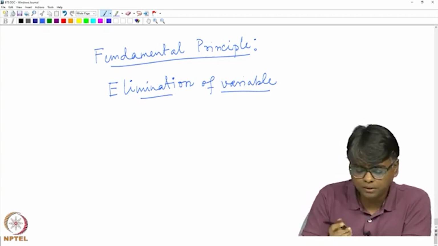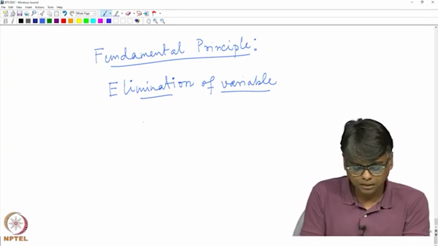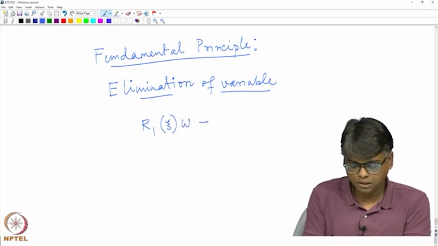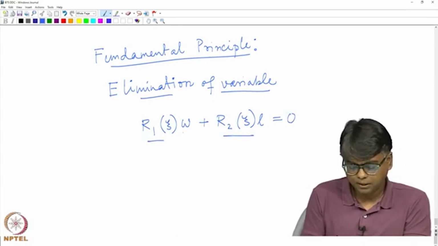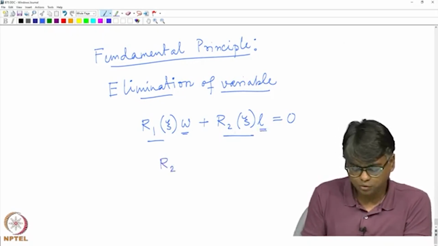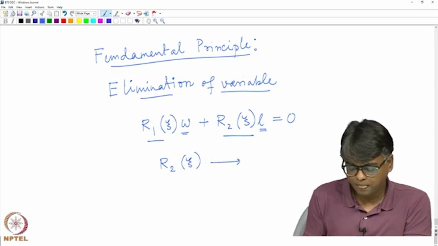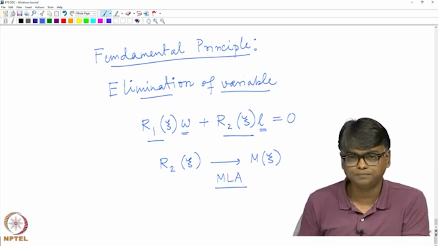Now, algorithmically, what the process says as per the fundamental principle is the following: if you have a system of differential equations which looks like this, where these are polynomial matrices, differential operators, W is the manifest variable, and L is the latent variable, and you want to get rid of the latent variable L, what you do is look at this R2(ξ) matrix and from here obtain its maximal left annihilator matrix.